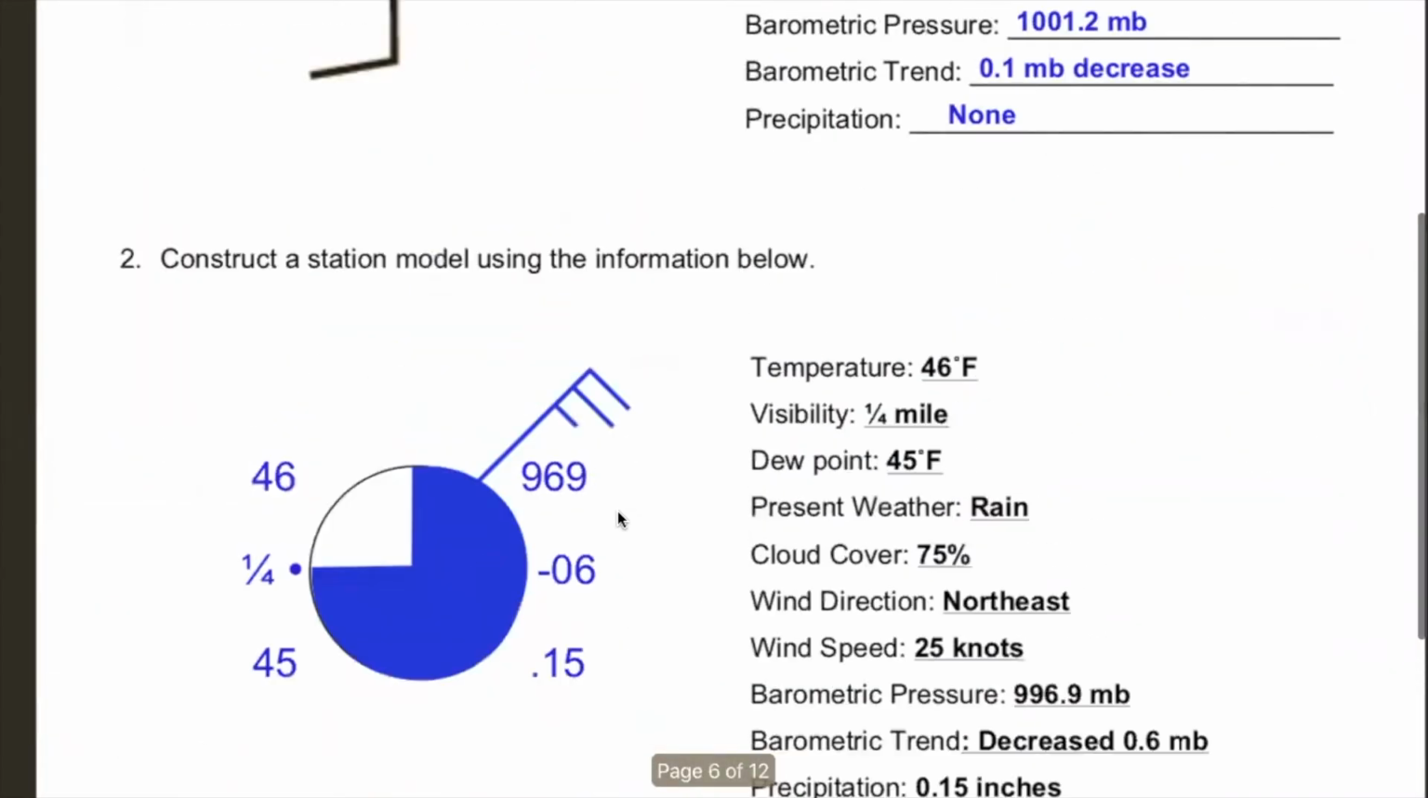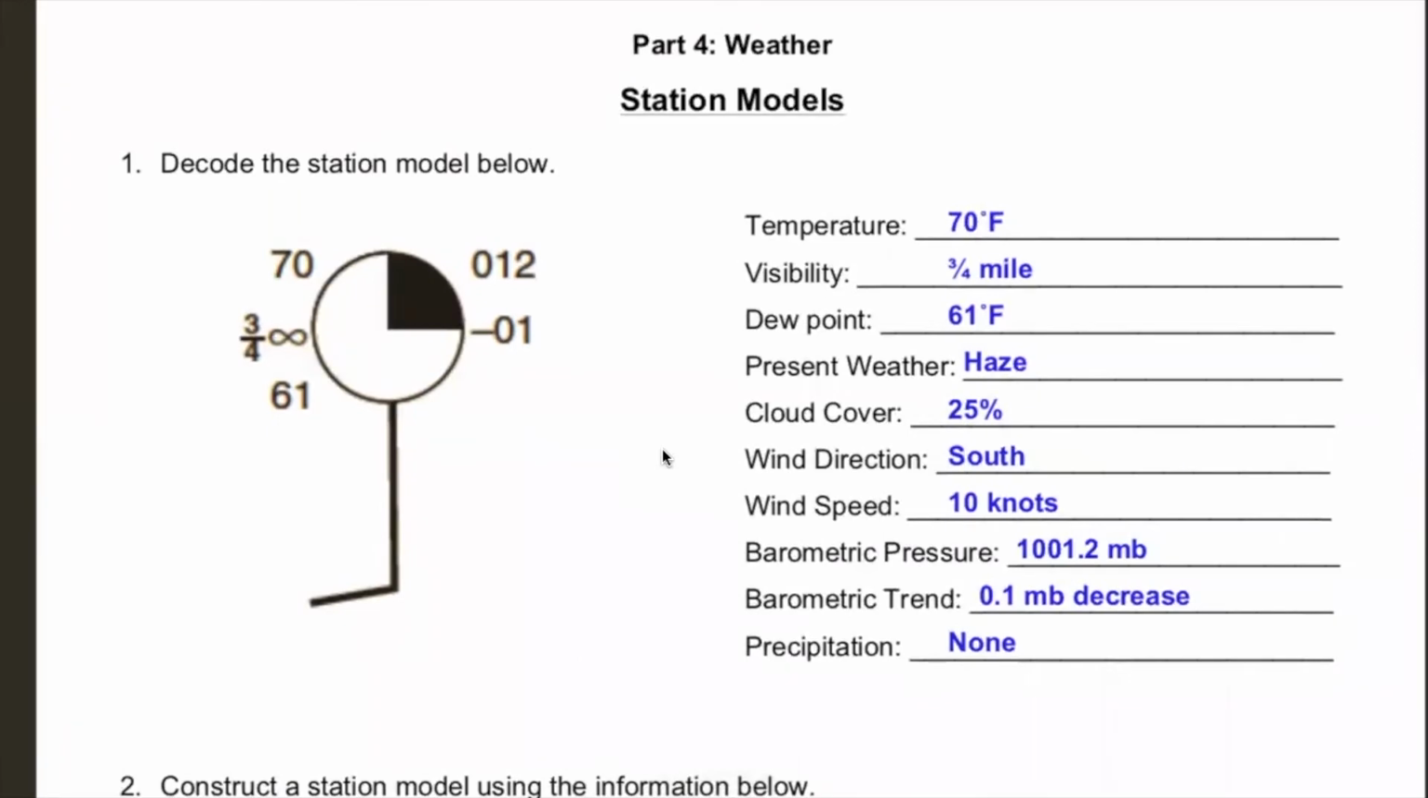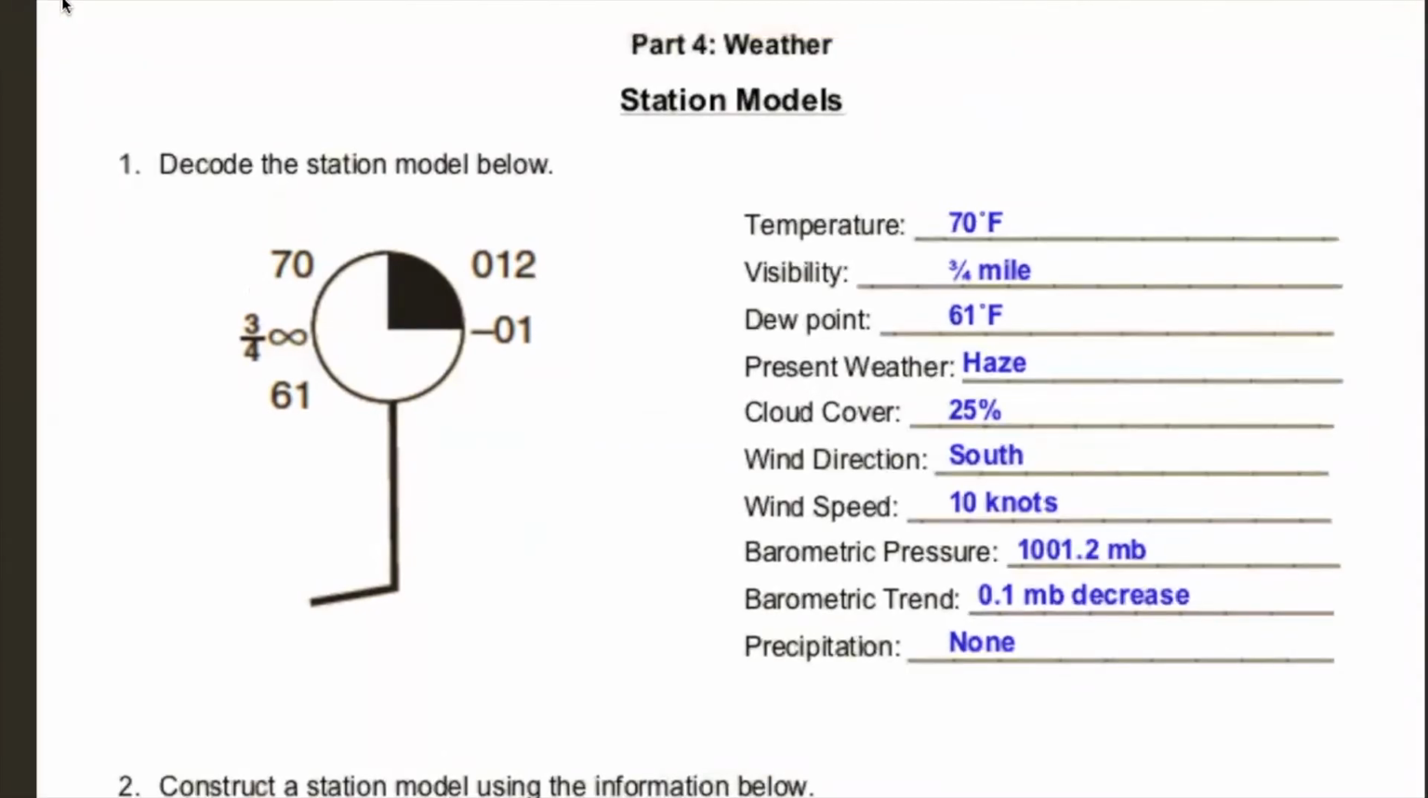Let's move on to number 42. This one probably caused a lot of problems for some of you. You have to just use your ESRT. The answers are right there. So just decode the station model below. If you were looking at a map and you saw this doodad, according to your ESRT, just remember, I'll show you really quick.